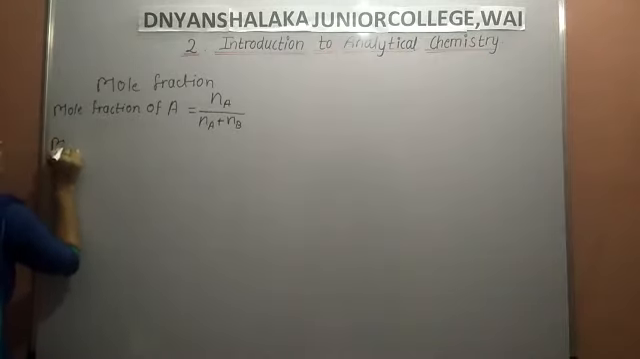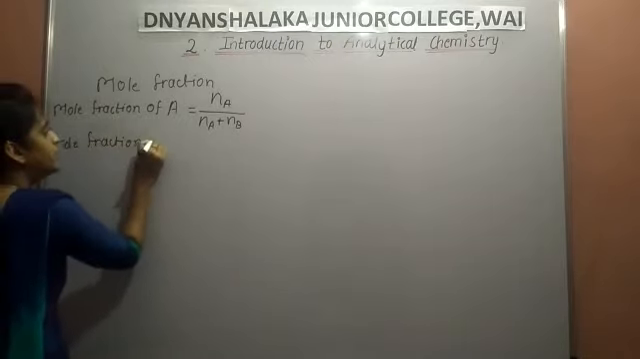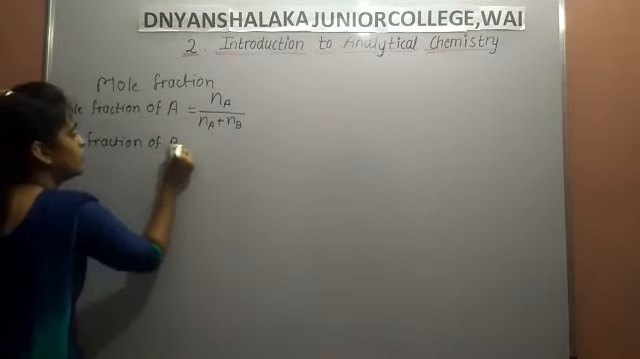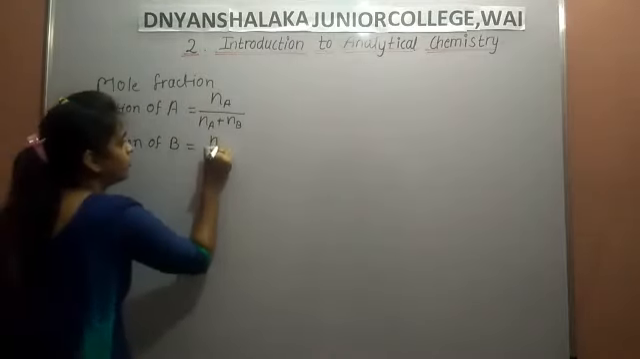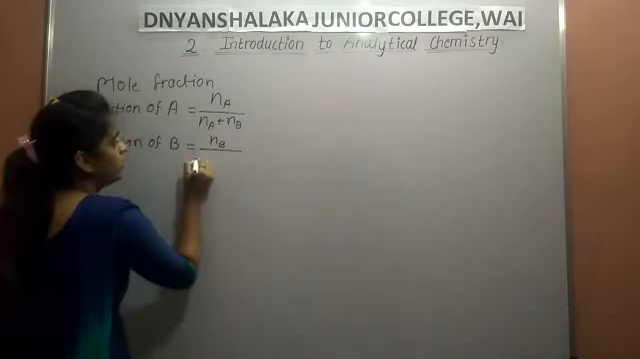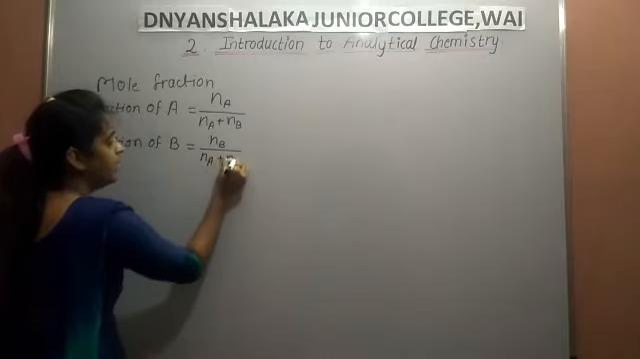And the second formula is the mole fraction of B component. So first, the number of moles of B component to the total number of all components, meaning Na plus Nb.